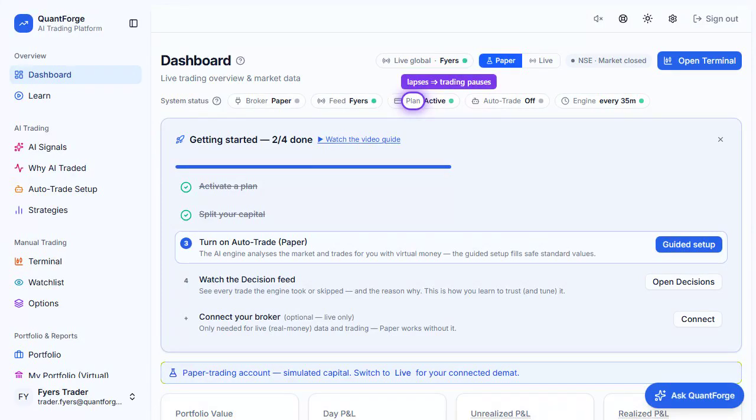Auto trade tells you how many trade types the engine is allowed to trade for you. Here it says off, so nothing is automated yet. Engine says how often the AI runs a full cycle, every 35 minutes on this account. So if something is not working, I look here first. Exactly. 9 out of 10 confusions, no prices, no trades, nothing firing, are answered by these 5 chips.